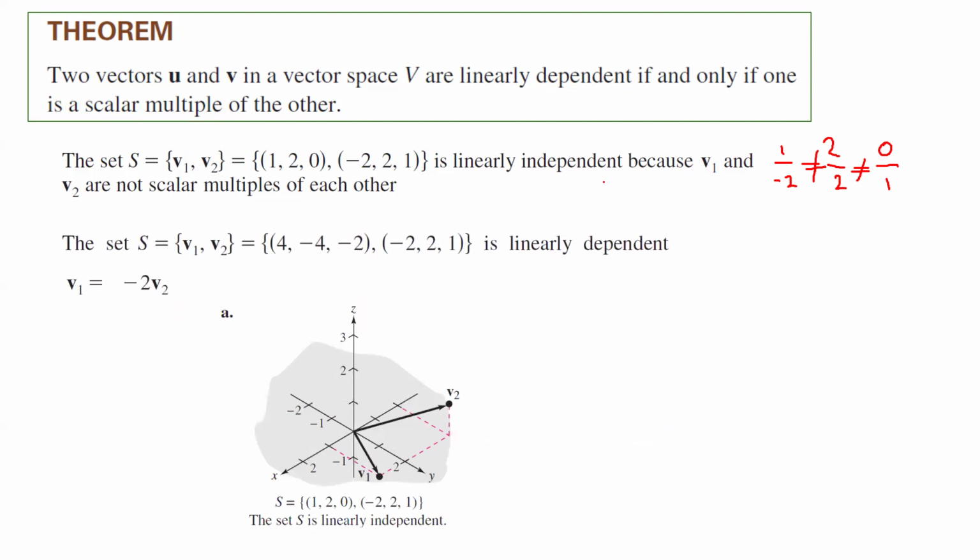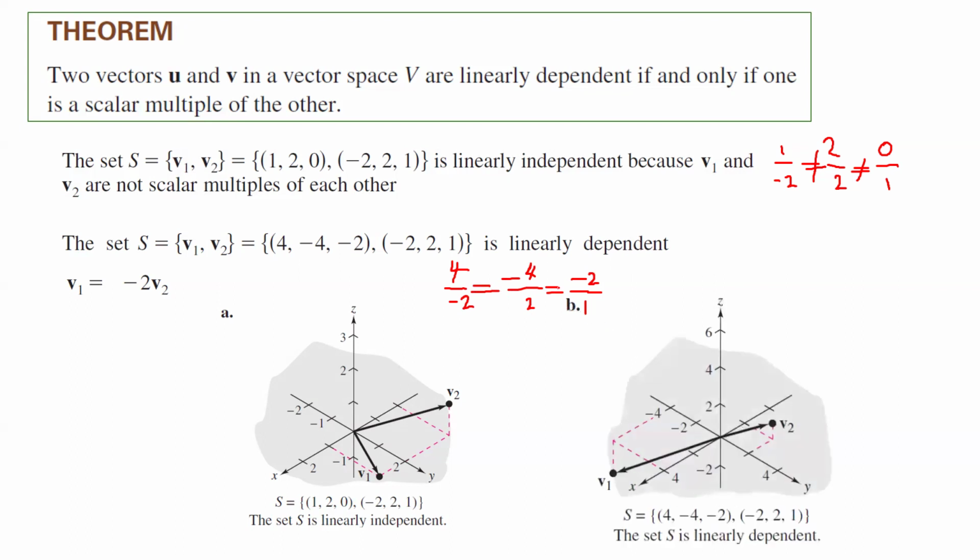What about these guys? These vectors, (4, -4, -2) and (-2, 2, 1). So if you do the division between the components, for example, 4 divided by -2 is -4 divided by 2, which can be written as, now I'm dividing z values, -2 over 1. These fractions are all equal to each other. All right. So since they are equal to each other, it means that they are linearly dependent. So they are all located on the same line, but in different directions.